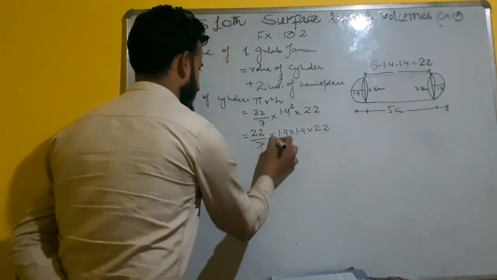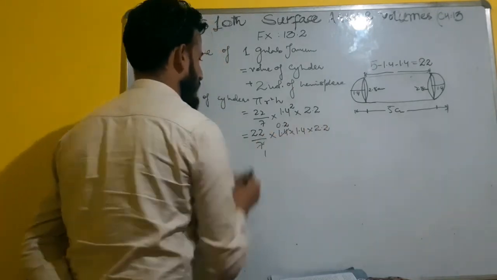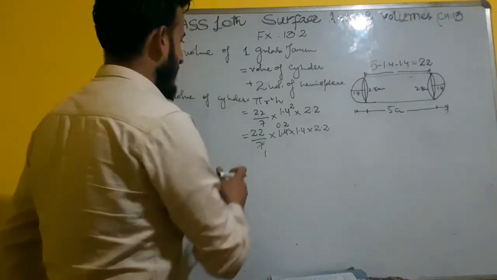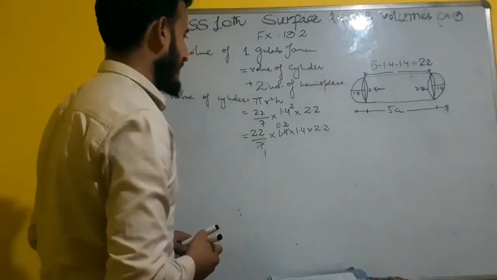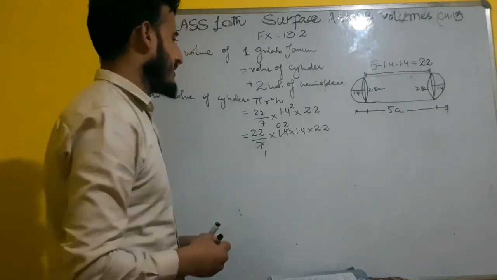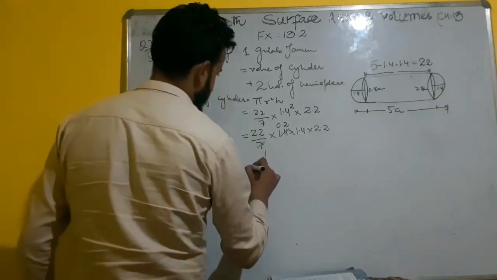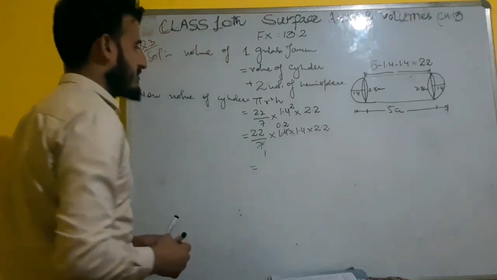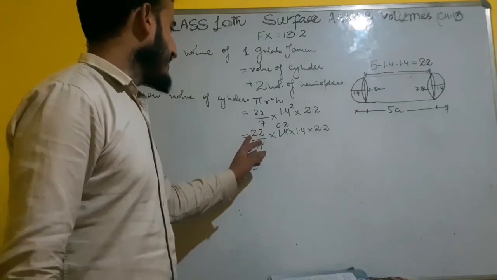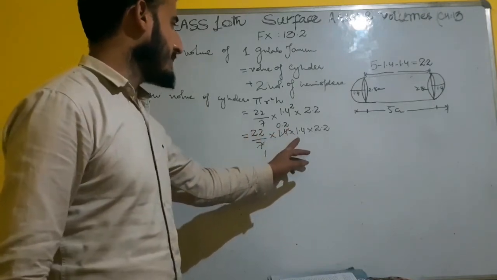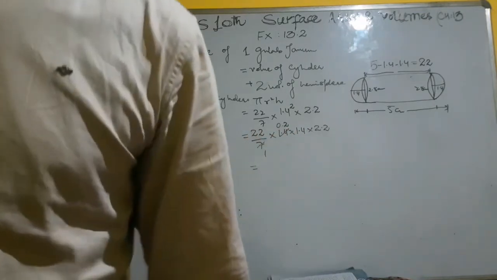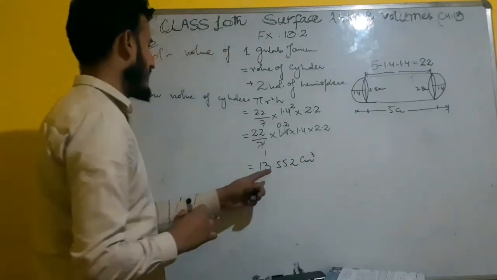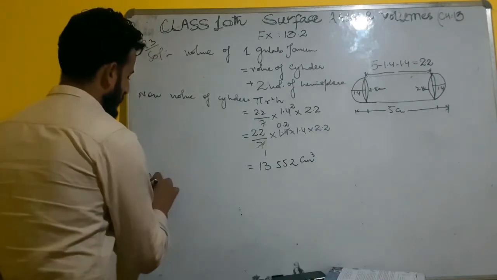7 1s are 7, 7 2s are 14, that means 0.2. Yeah, it is 0.2 here. Now we have the result as 22 into 0.2 into 1.4 into 2.2, which is 13.552 centimeter cube. This is the volume of the cylinder.